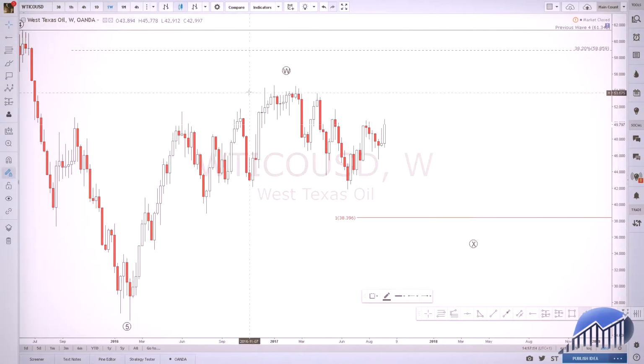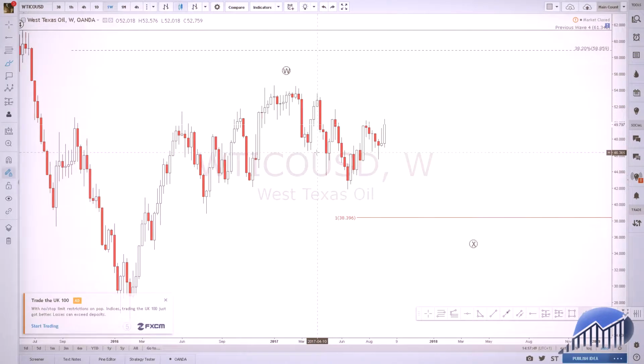Another way to count it is to start the leading diagonal from here. 1, 2, 3, 4, 5, and then that'd be wave A here, and then this would be B up here, and then we're looking for 1, 2, 3, 4, 5. That would be a deeper X wave. I don't like that one as much, because this ending diagonal seems to end with a truncated 5th wave here. So this isn't my main chart, by the way, so it's not completely labeled.